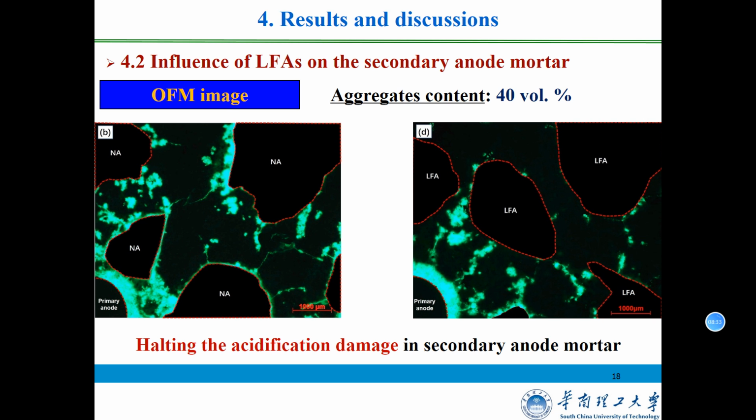Beyond the distance of about 300 micrometers, the acidification damage mainly occurred around the ITZ and resulted in cracks in the mortar matrix. In this region, the functional aggregates halted the further propagation of the acidification damage, evidenced by the denser microstructure in the ITZ and fewer cracks in the mortar matrix.